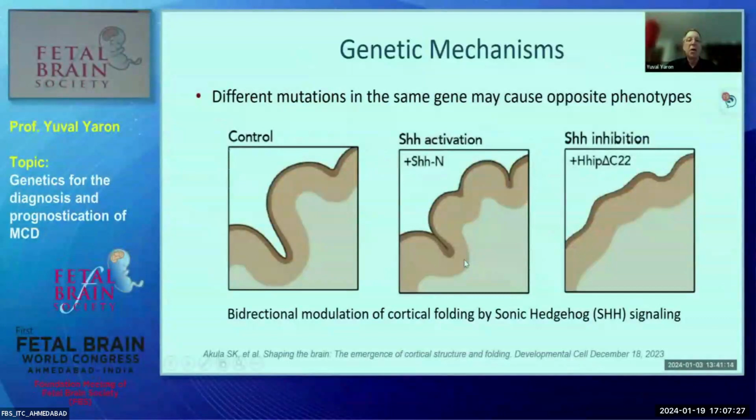So it's important to understand that different mutations in the same gene may cause opposite phenotypes. So this would be like a control case where the sonic hedgehog signaling is normal. Overactivation of this pathway causes overfolding, whereas inhibition may cause underfolding. So this gives you an example that knowing the disrupted gene is not enough. You have to understand by what mechanism this has occurred.